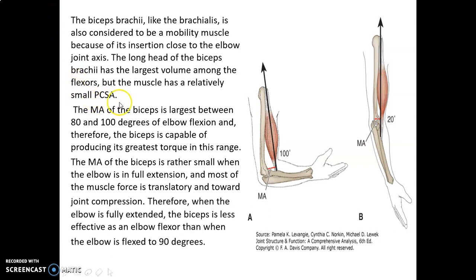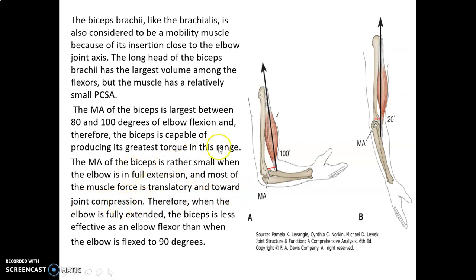The momentum of the biceps is largest between 80 and 100 degrees of elbow flexion, as already discussed for brachialis, and therefore the biceps is capable of producing its greatest torque in this range. The momentum of the biceps is rather small when the elbow is in full extension, and most of the muscle force is translatory and toward joint compression.